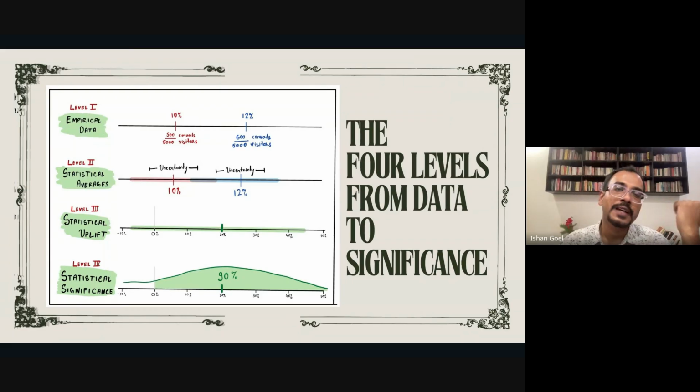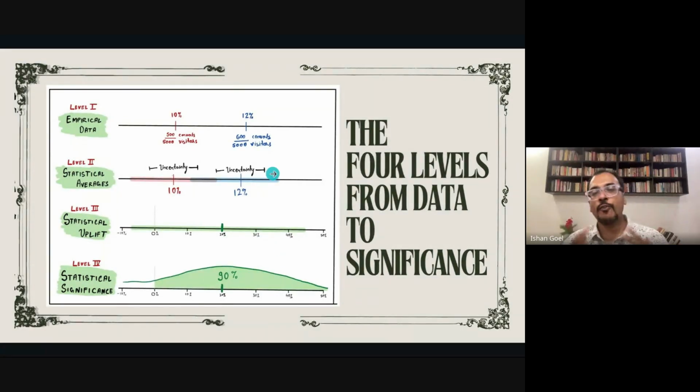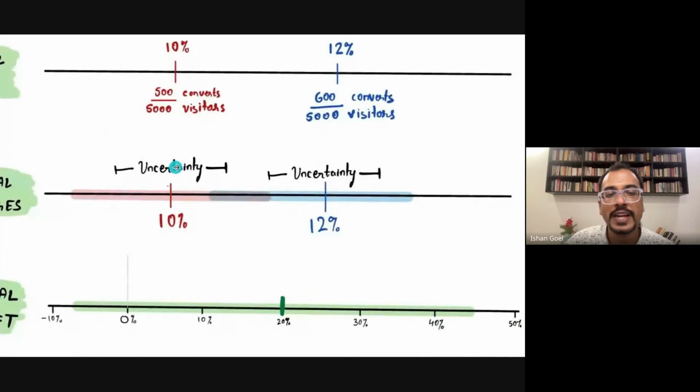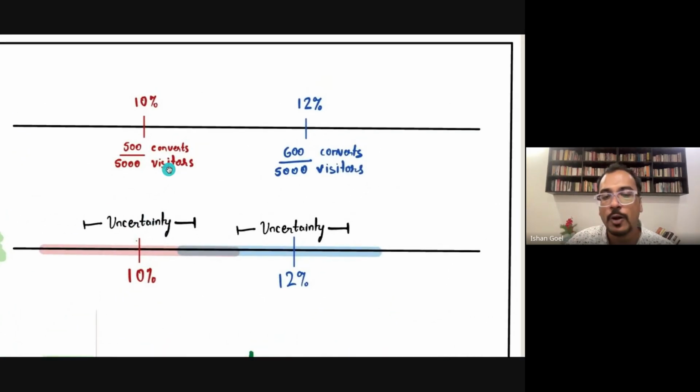No questions. So talking about the 4 levels, the first level is the empirical data that we see in the reports. So suppose you run a test and you get 500 converts out of 5,000 visitors on control and 600 converts out of 5,000 visitors on deviation. Now, the thing about this is that these empirical numbers are facts.